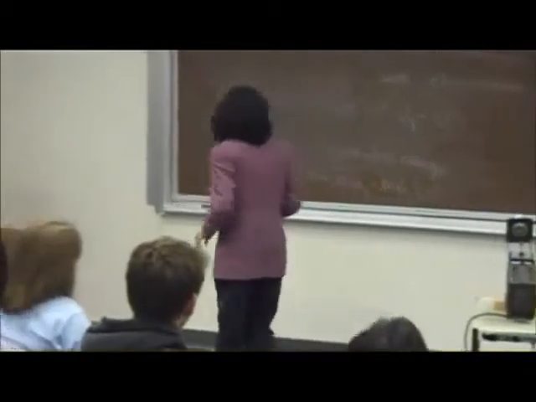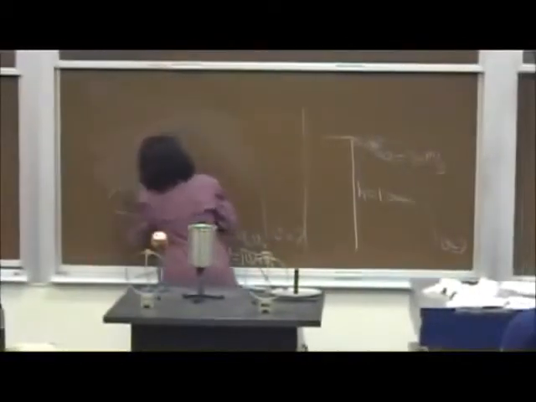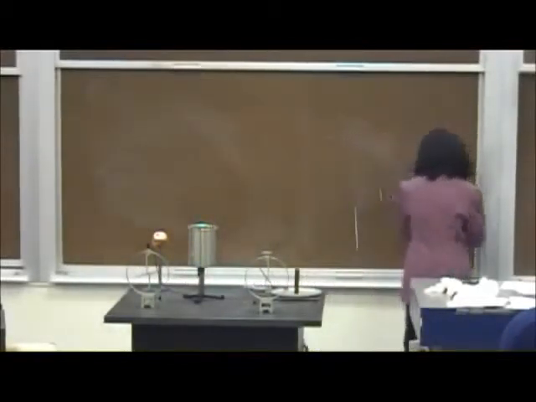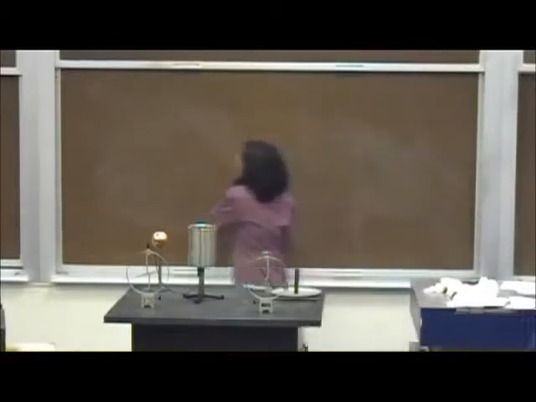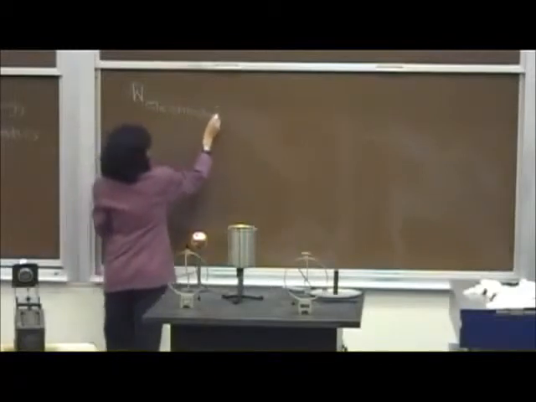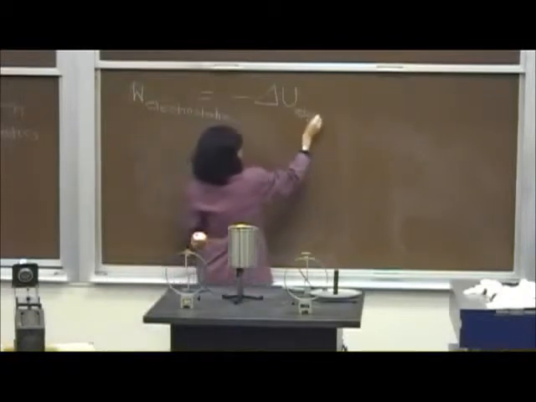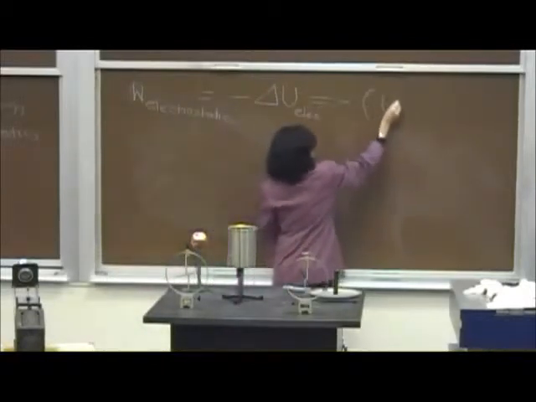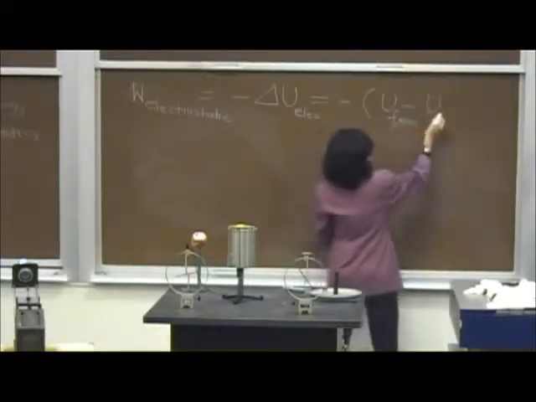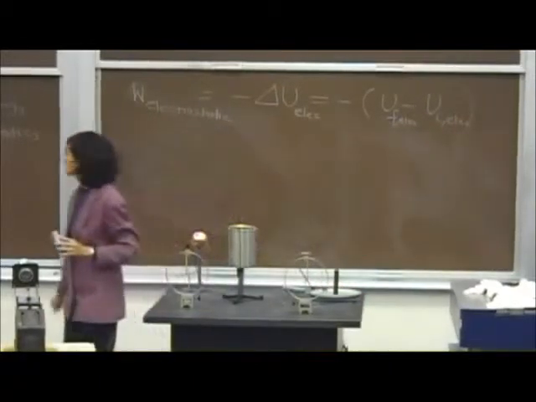Okay? So that same exact thing applies in our case here to the electrostatic case. And we can say that work done by the electrostatic force should be equal to negative of the change in the electrostatic potential energy, which will be equal to U final electrostatic minus U initial electrostatic. Right?